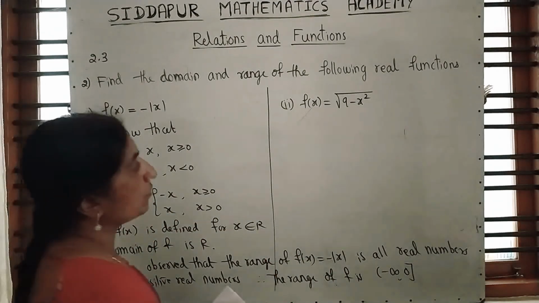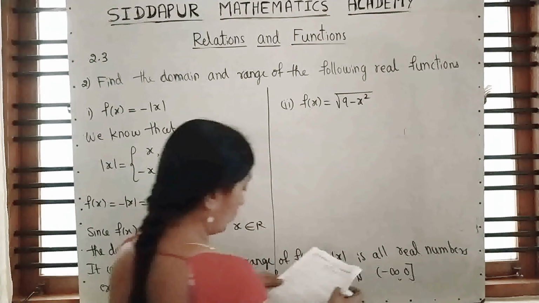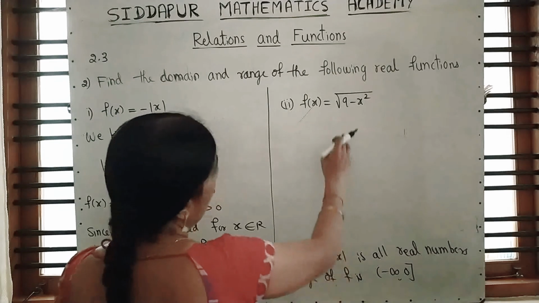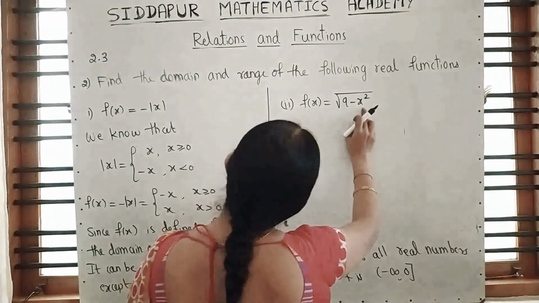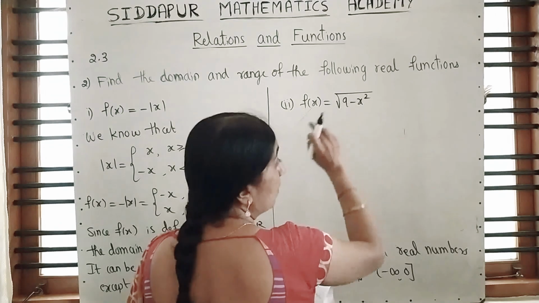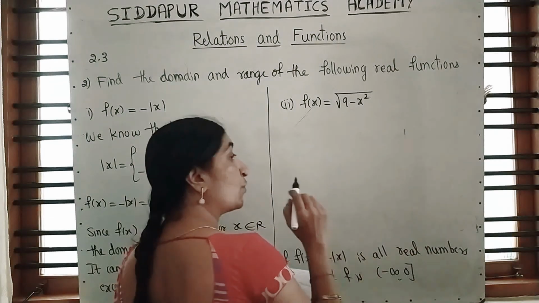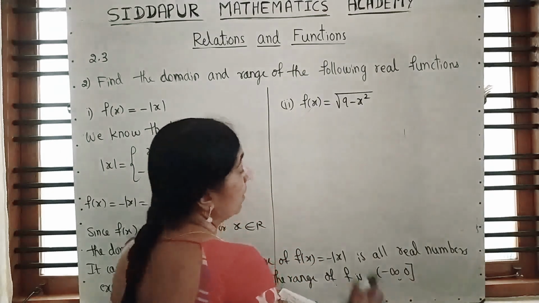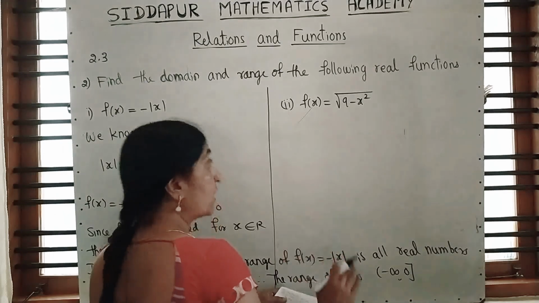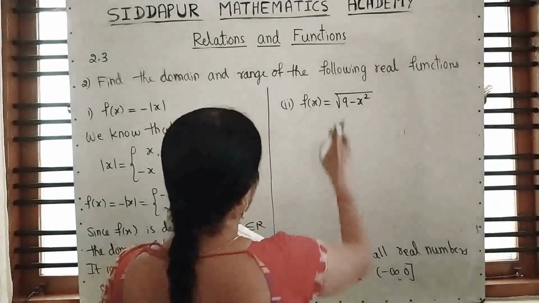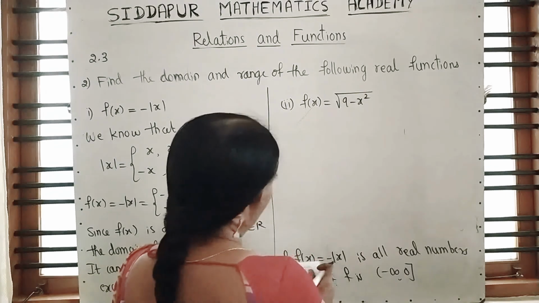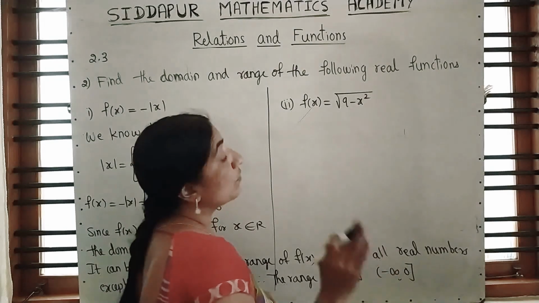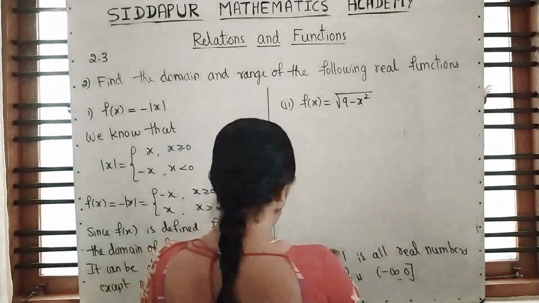Understood? Now moving to the second one, f of x is equal to root of 9 minus x square. If you write 9 minus x square, if you write less than or equal to 9, that means minus 3 to plus 3. If you write 4, what happened? 9 minus 4 square is negative, you will get a negative number. Square root of a negative number is not a real number. It is a complex number. It is a real function. They are giving you a real function, so if you get a negative number under the square root, what is the answer? Square root of a negative number is a complex number.